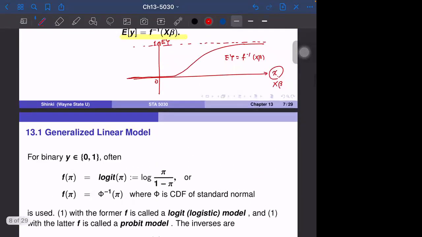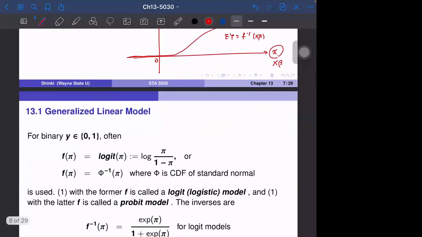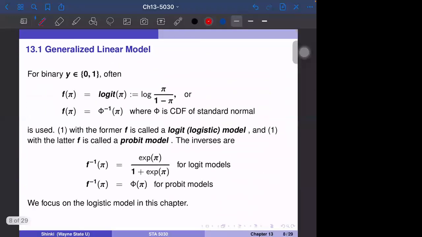Now that we think about what the function f is, we actually have to hand-pick this f. So we don't estimate f, but we give a specific f. And just for convenience, we want to use a convenient f to estimate this model.